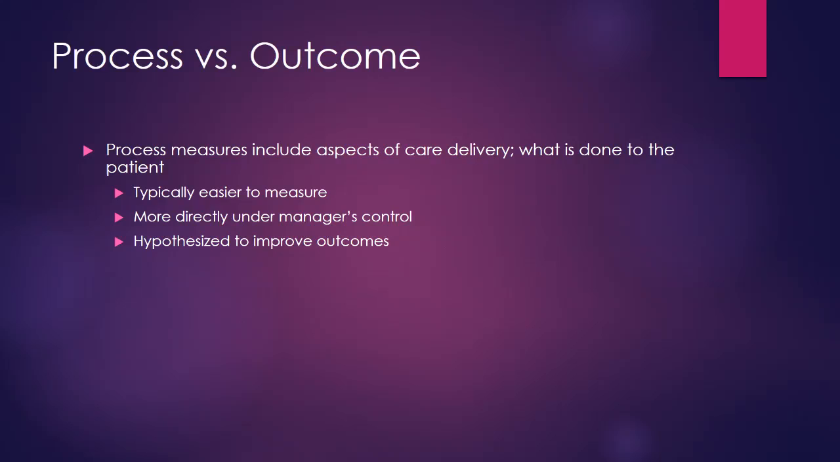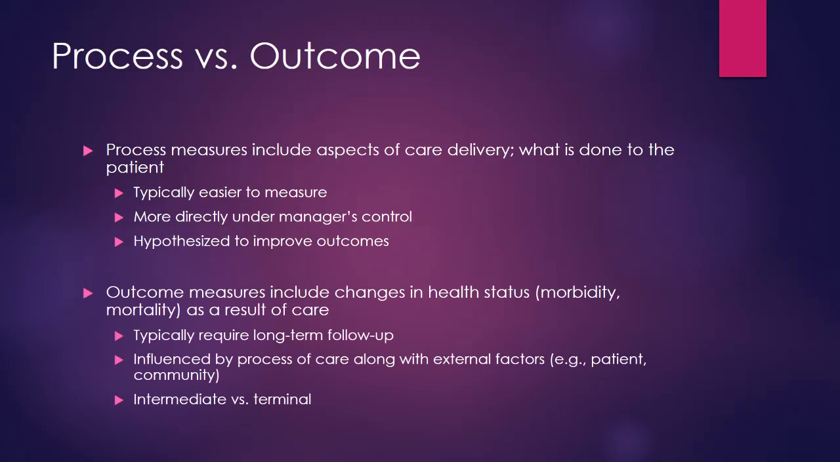So these tend to be a little bit easier to measure, and they're probably more directly under healthcare managers' control. So you could probably have more influence on changing processes than you could have on changing outcomes. And these are hypothesized to improve outcomes. So if you're thinking of kind of a flow, an event would happen, then these process measures contribute to outcome measures. So still important, and again, potentially easier to measure and more easy to modify.